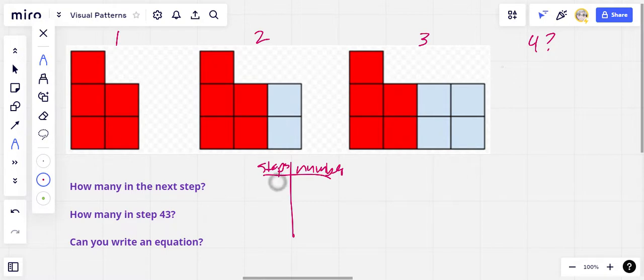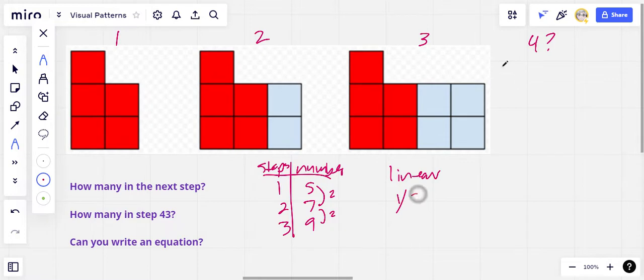In step 1, there are 5 boxes. In step 2, 2 more are added, so that's 7. In step 3, another 2 are added, so that's 9. And once again, we're going to look at the difference in the number of boxes in each step. 7 minus 5 is 2, 9 minus 7 is 2. It looks like we're just adding 2 each time. And that's exactly what we did in the previous pattern. So we know this one is linear because the rate of change is constant. It stays the same. It's always 2.